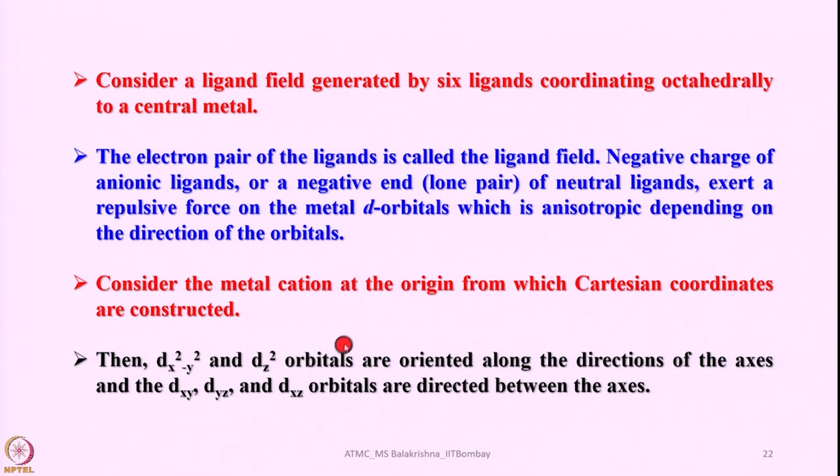So, whatever ligands are approaching along these would experience maximum repulsion, as a result of which the energy is elevated. On the other hand, when the 6 ligands are approaching along the 6 directions, look at the orientation of the remaining d orbitals, dxy, dyz and dzx. They are between these axes, between these planes. As a result, they experience less repulsive force from the electrons coming from the ligands. As a result, their energy is lowered with respect to the zero energy or barycenter.